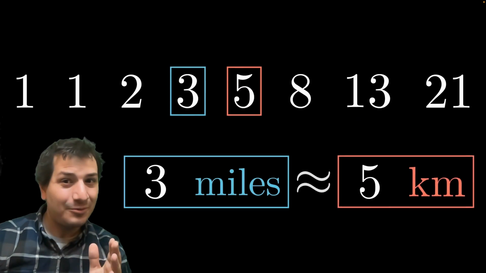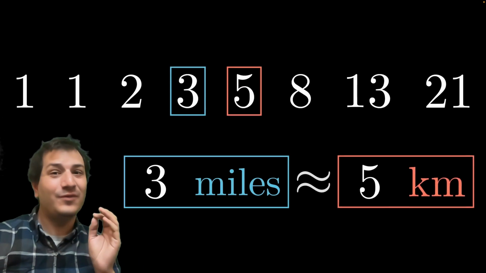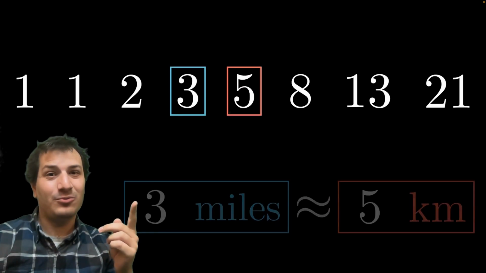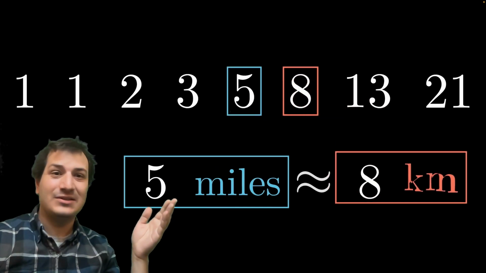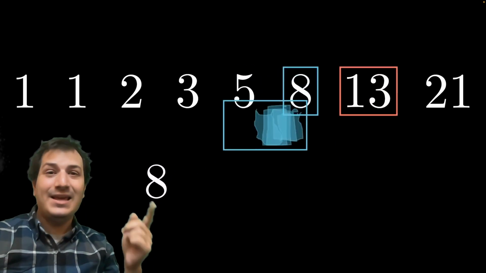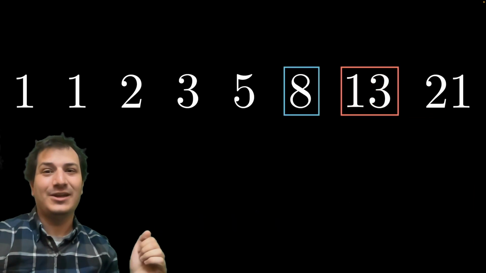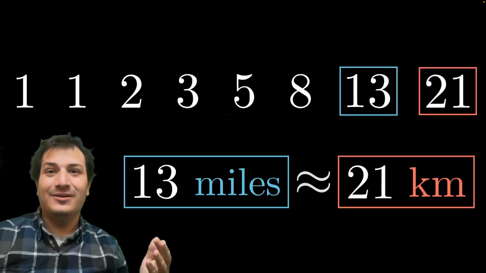And it's not exactly right. 3 miles is not exactly 5 kilometers. It's actually 4.8, but it's very close. And the great thing is you can do this with any two. So instead of doing it with 3 and 5, you can do it with 5 and 8, and it's even more accurate. So 5 miles is approximately 8 kilometers, and that's even more accurate than the 3 to 5. 8 miles is approximately 13 kilometers, and that's even more accurate than the 5 to 8. And you can go on and on and do this with any Fibonacci number pair that you want.